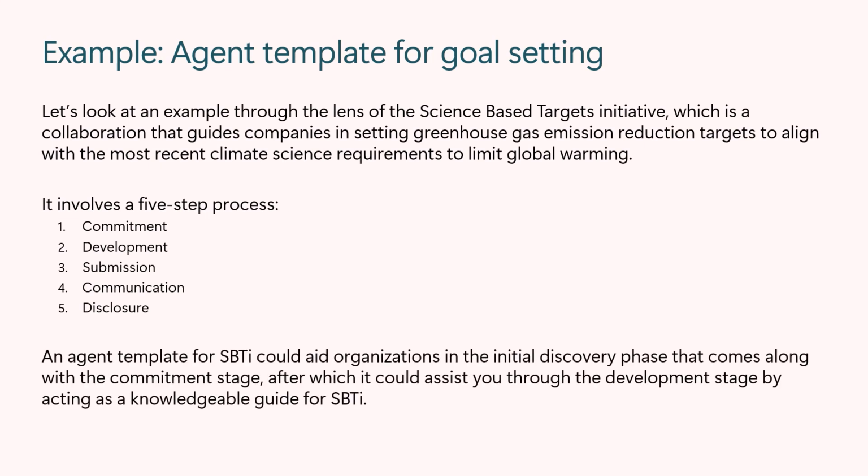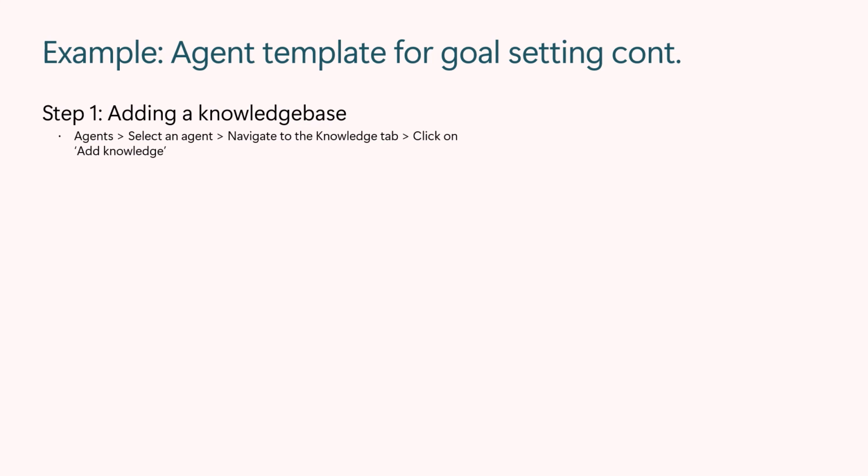The SBTi Copilot template could come into play as an aid here, helping in the initial discovery and guiding users through target development. Let's take a look at how a template like this could be structured. The first step in our process is to add the necessary knowledge sources needed for our agent template. In the example we're looking at here, some relevant documents may be the SBTi Getting Started and Criteria documents.